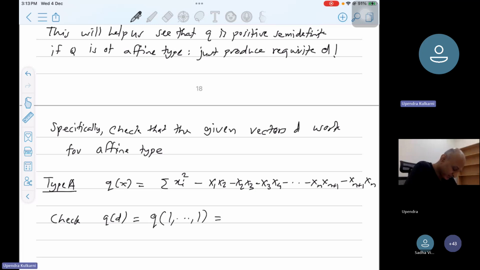This is the first check. But this is clear, no? How many terms are over here? i equal to 1 to n plus 1. So the first one you will have type A tilde, right? Sorry, yeah, thank you very much. Then it's for 0, type A, yes, exactly.